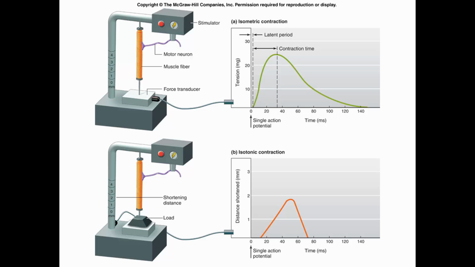So what is the deal with isometric versus isotonic? Isometric means basically same length. So here we have a muscle fiber. We're able to stimulate it. But the thing is, we don't allow the muscle to shorten. We have a device called a force transducer. So as this forms lots and lots of cross bridges, it generates lots of tension. And we can see that on this record. So there's a little bit of a latent period. Then there's the contraction phase, the relaxation phase.